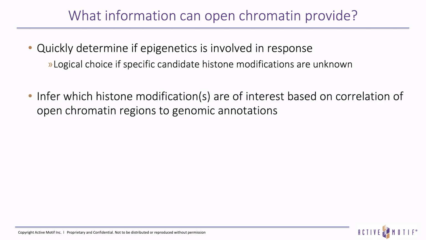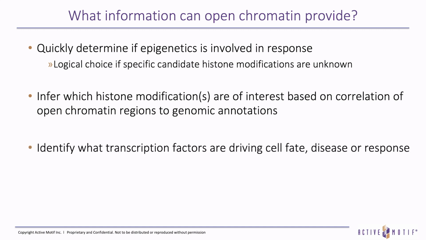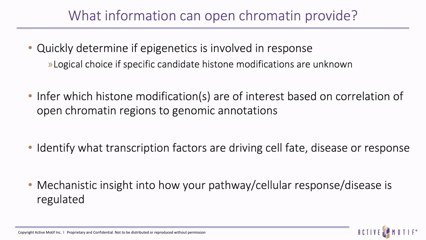From ATAC-Seq, you can also infer which histone modification or modifications are of interest based on correlation of open chromatin regions to genomic annotations. One can further analyze these areas of open chromatin by using motif analysis to identify what transcription factors may be driving cell fate, disease, or response. And lastly, you can gain mechanistic insight into how your pathway, your cellular response, or disease is regulated, and it gives you the next steps to identify your next set of experiments.